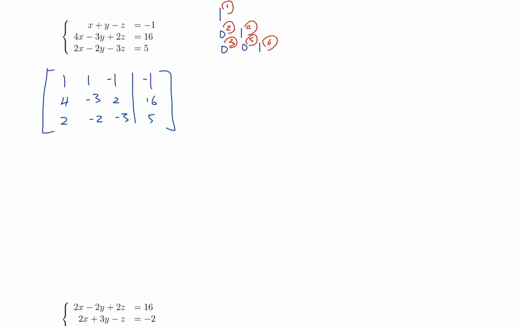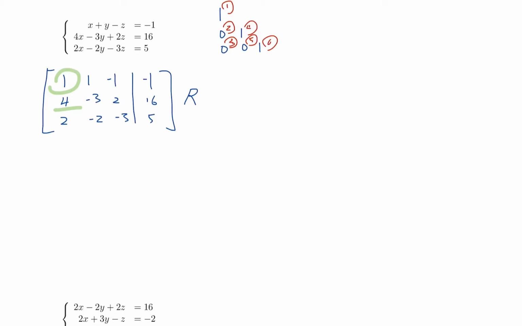So first, 1's good, right? We already got here. So 1's good. So now we have to make this 4 0. Now here we have a few options. We can multiply a number to R3 and add to it, or multiply a number to R1 and add to it. Right? Either one's fine, as long as you don't make any arithmetic mistake.